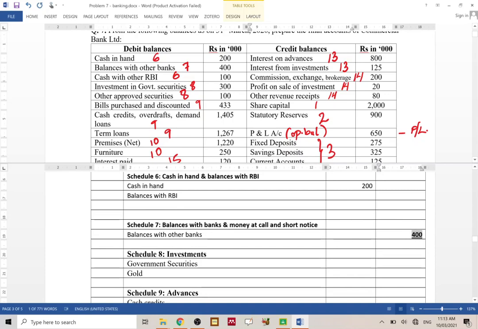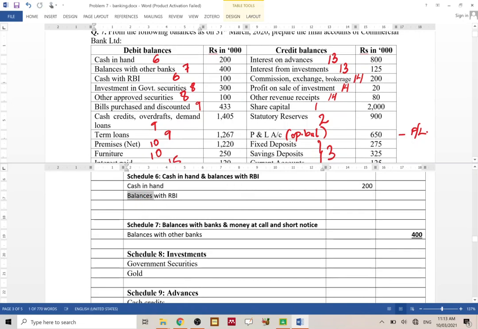Then next is cash with RBI. This is a mistake there. This is cash with RBI and it is 100. So over here, schedule 6, we will write cash with RBI. Amount is 100. Outer column, since there are no other items under schedule 6, we can write outer column 300. Done.